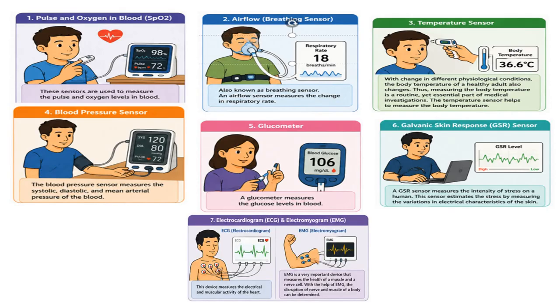Then the last sensor is the electrocardiogram, that is the ECG sensor, which measures the electrical activity of the heart. It records heart rhythms and detects abnormalities such as irregular heartbeats and other cardiovascular disorders. ECG monitoring is very essential for diagnosing heart-related diseases and evaluating overall cardiac health.